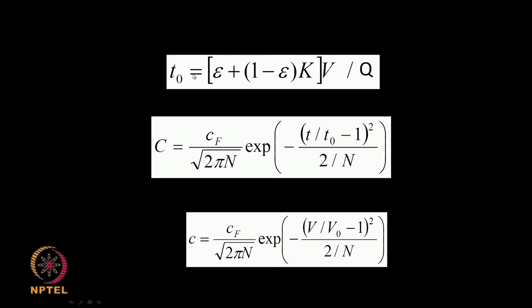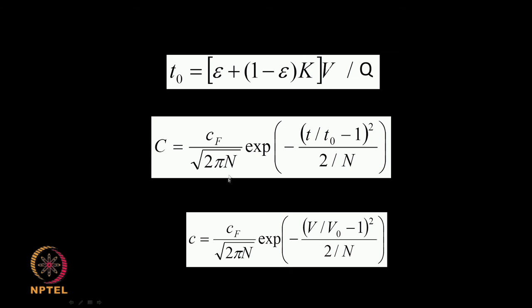And then we can say T naught, that is the elution time, is equal to epsilon plus 1 minus epsilon k multiplied by V by Q, and then C is equal to Cf by square root of 2 pi n, exponent minus (T by T naught minus 1) whole square by 2 by n. You had a sigma square before, so instead of sigma square we are putting n, and here we had C0, and instead of that we are putting Cf by square root of 2 pi n. Okay. So, you see all these are getting connected with each other.